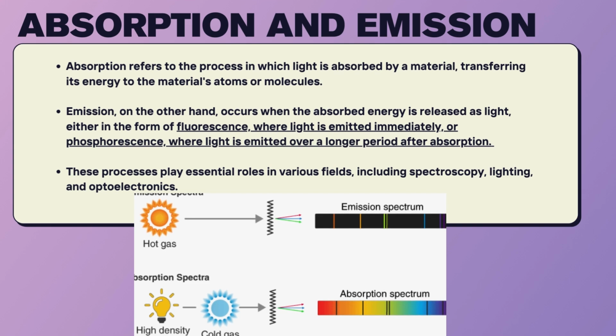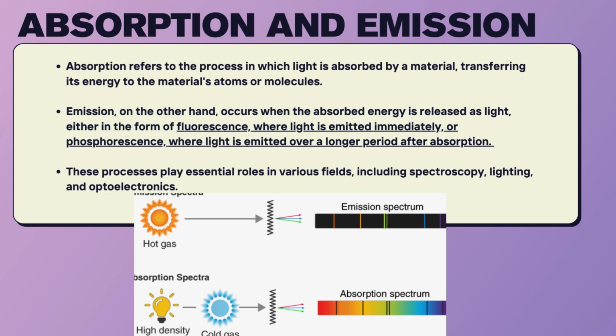Absorption. Absorption occurs when light is absorbed by a material, transferring its energy to the material's atoms or molecules. The absorbed energy may cause electrons to transition to higher energy states within the material. This process plays a crucial role in spectroscopy, where the absorption spectra of materials provide valuable information about their composition and structure.